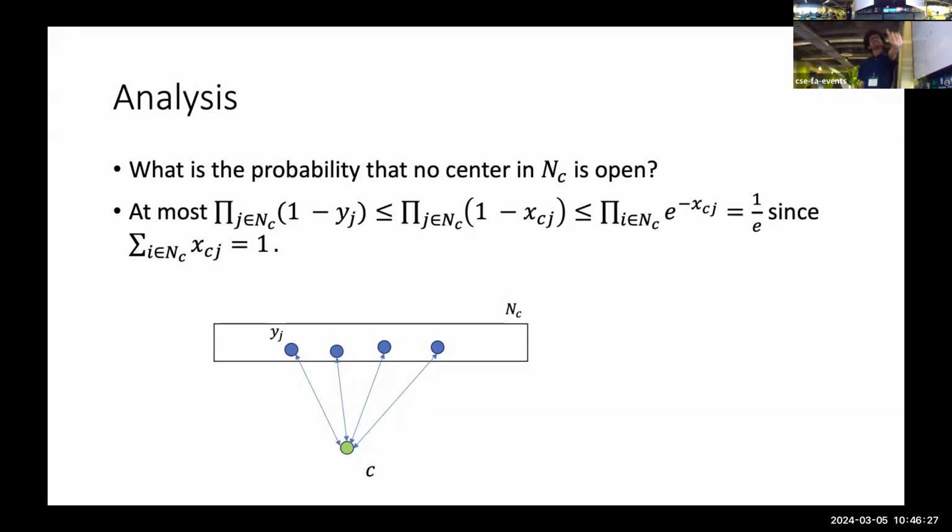You know that the Yj is at least the XCJ value. So this whole thing is at most e to the minus XCJ summed over all j. So that's at most 1 over e, because the sum of all the XCJs is 1. So what this is saying is that if I'm a client, then looking at my neighborhood in the LP solution, the probability that none of those things are open is at most 1 over e. It seems like a good thing.